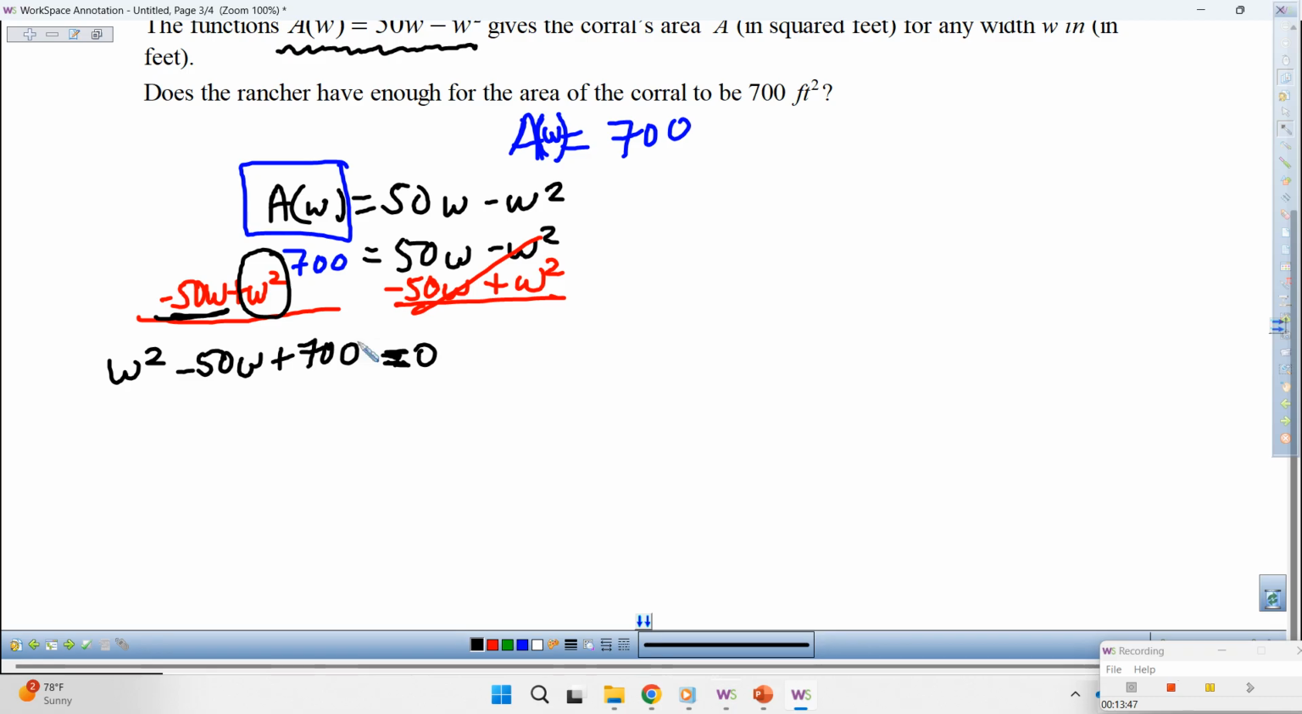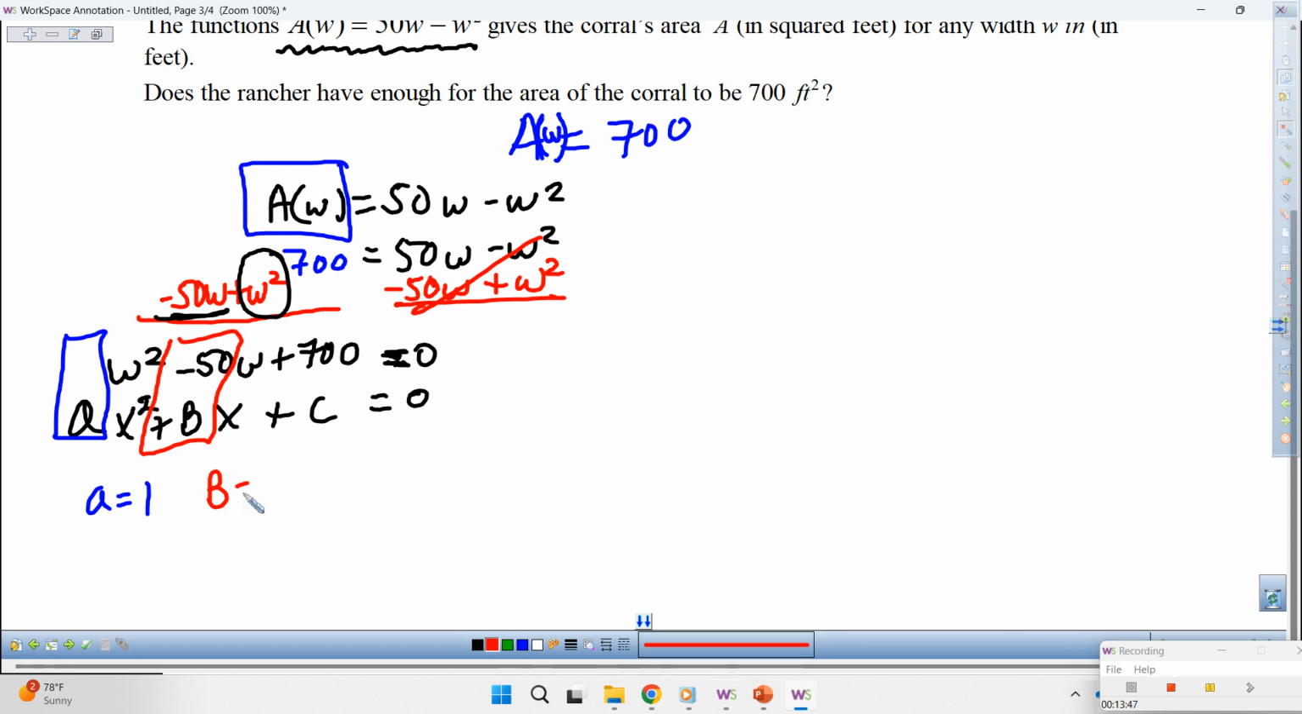All right? Once you get the equation for these kinds of problems, I want you to write the standard form equation underneath: AX squared plus BX plus C equals 0. So let's identify what A is. Tell your neighbor what A is according to that equation. A is 1. What is B? B is negative 50. And what is C? C is 700.